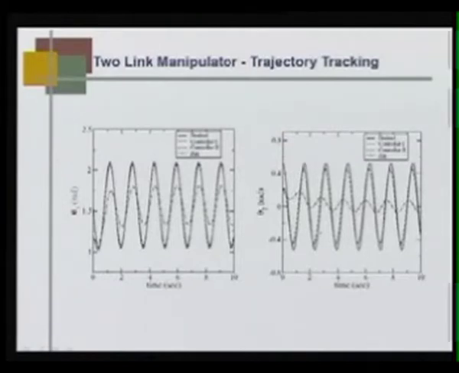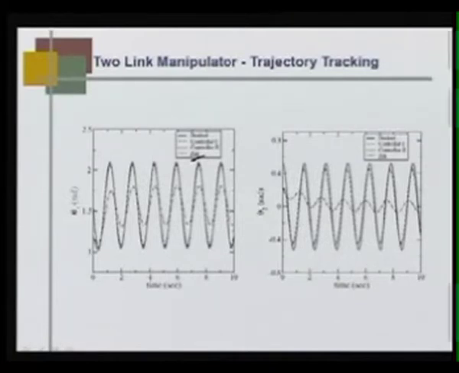So, in the two-link manipulator trajectory tracking, you can easily see that the desired trajectory and controller 1 and controller 2 are very much following, whereas the other one which is not following is actually proposed by Jack, which is a fixed gain controller for TS fuzzy model, and it is performing very badly. Similarly, here also the tracking.